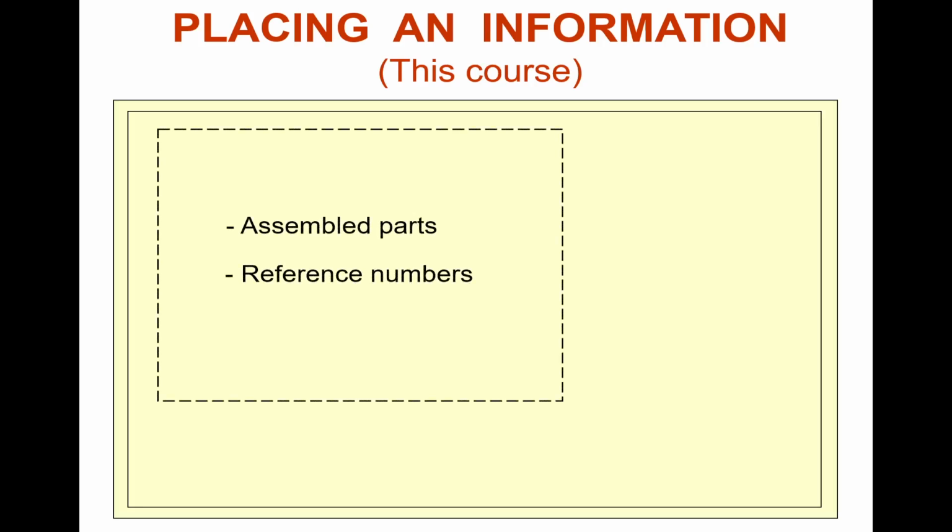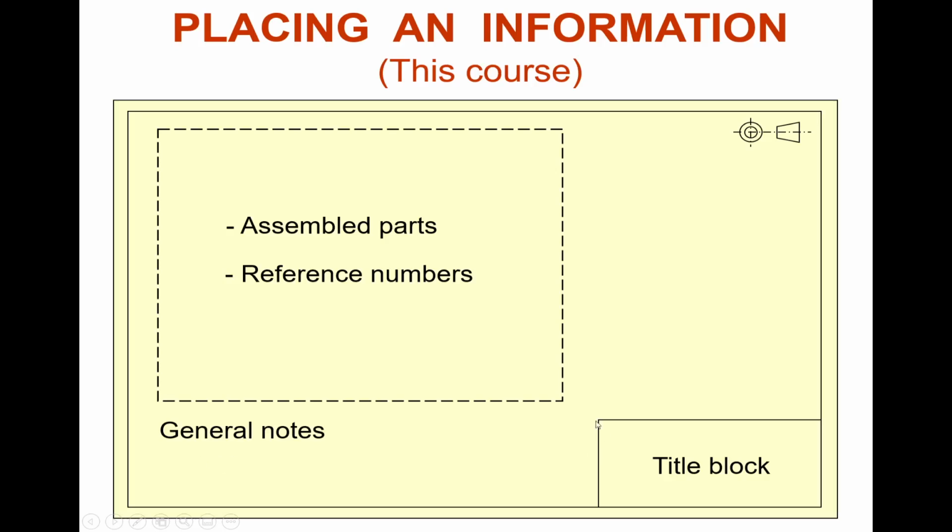So how do you place that information? So you have assemble parts. Okay, dekat sini nanti you ada parts assembly with the reference number. Okay, and then you kena order projection type. This one here you letak general notes, and this is your title block. Okay, lepas tu jangan lupa letak list of the part.